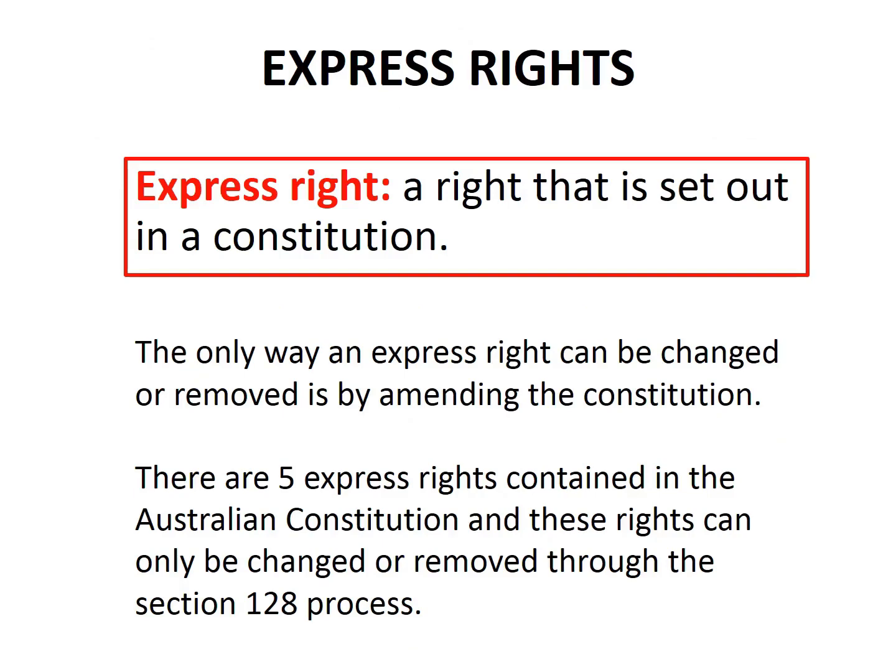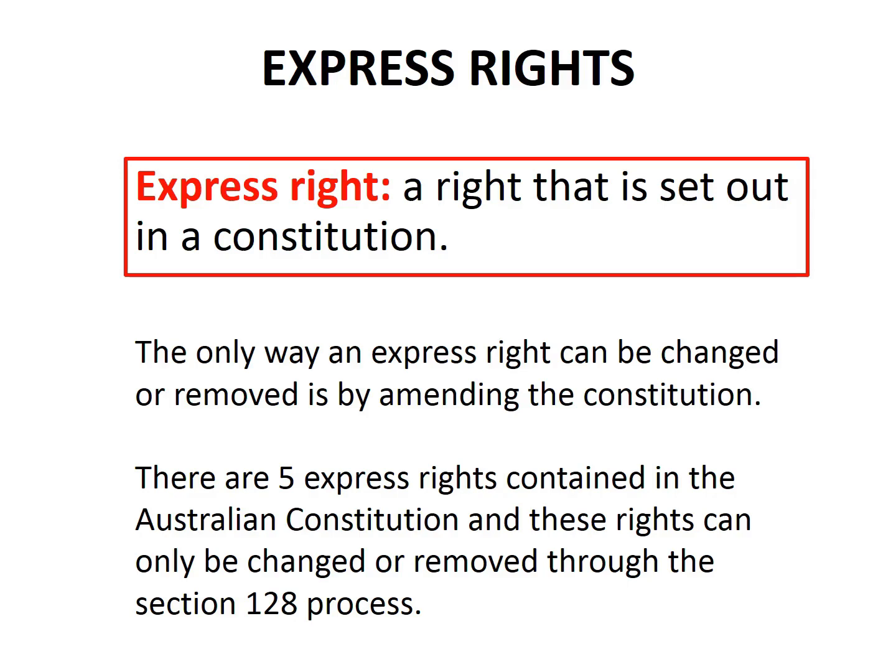There are 5 express rights that are contained in the Australian Constitution. An express right is a right that is set out in a constitution. That is, you can read it in the Constitution. As I've explained before, where a right is included in a constitution, the only way that it can be changed or removed is by amending or changing the Constitution. There are 5 express rights which are included in our Constitution, and these rights can only be changed or removed through the Section 128 process.